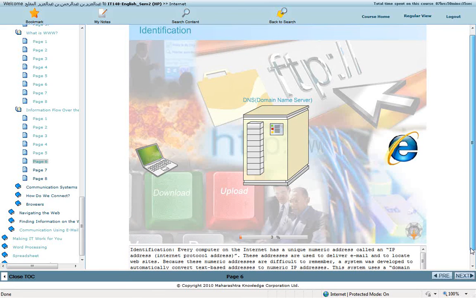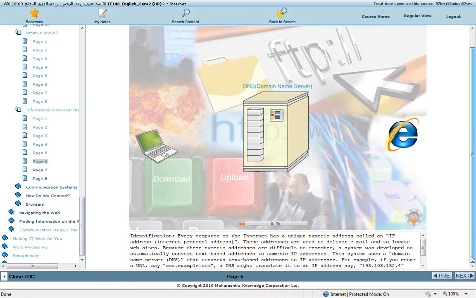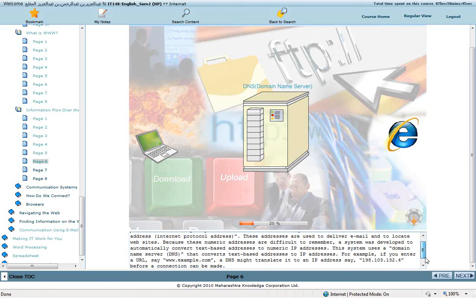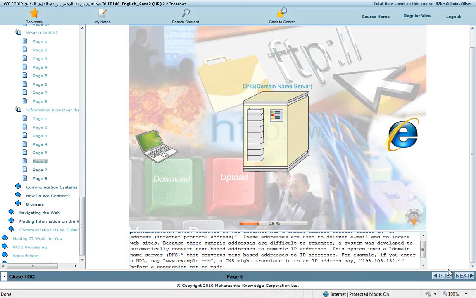Identification. Every computer on the Internet has a unique numeric address called an IP address, Internet Protocol Address. These addresses are used to deliver email and to locate websites. Because these numeric addresses are difficult to remember, a system was developed to automatically convert text-based addresses to numeric IP addresses. This system uses a domain name server, DNS, that converts text-based addresses to IP addresses.